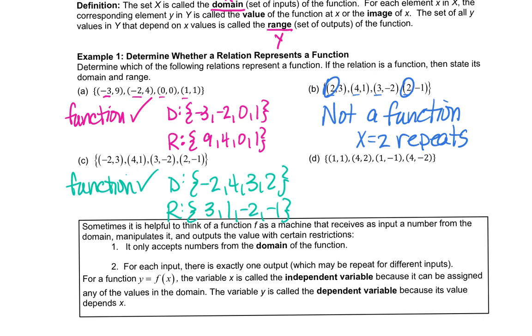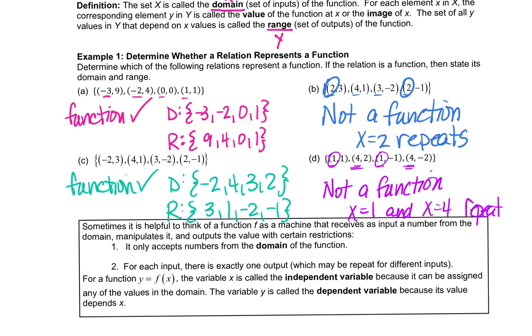All right, in D, I've got 1, 4, 1, 4. So the 1s repeat and the 4s repeat. So this is not a function. X equals 1 and x equals 4 repeat.